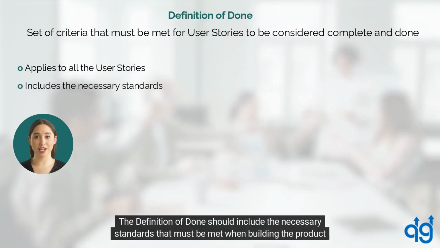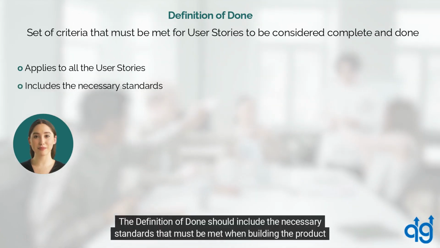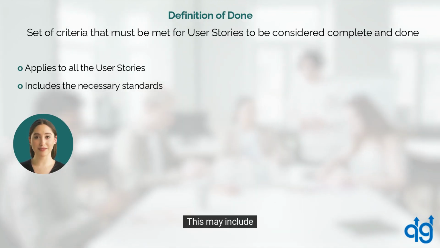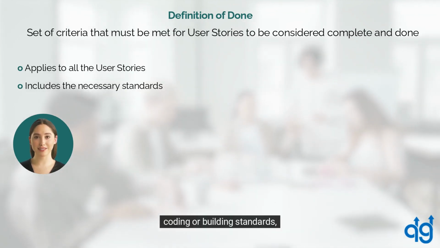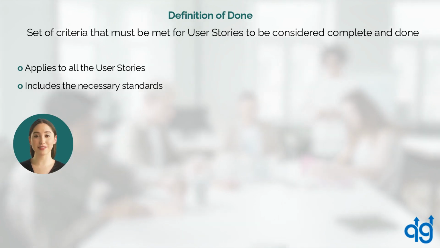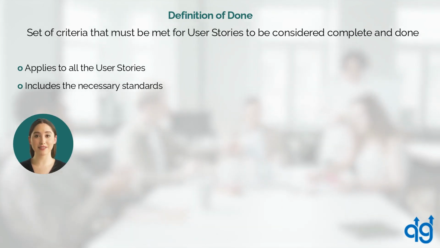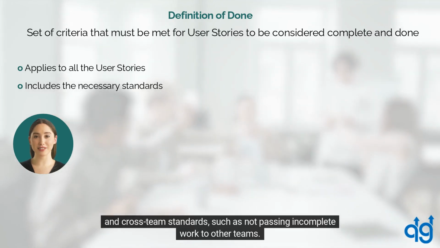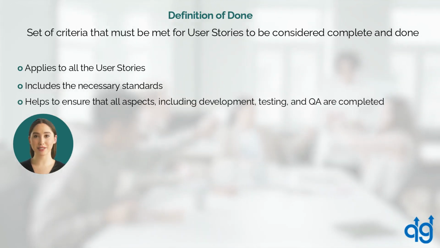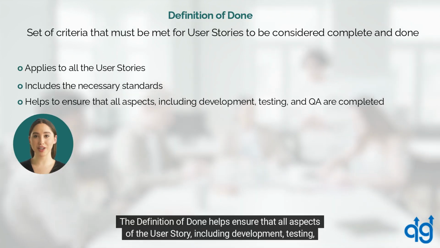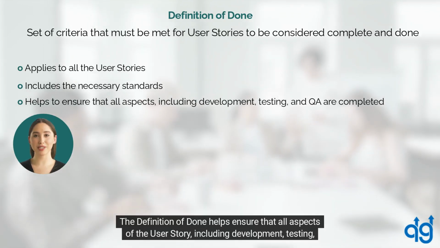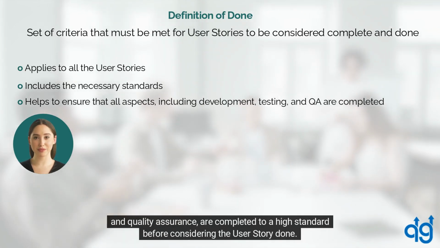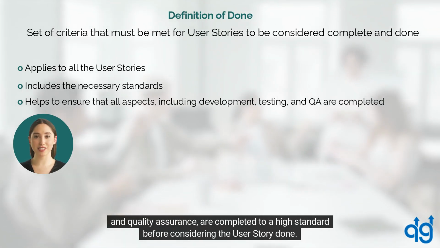The definition of done should include the necessary standards that must be met when building the product or service. This may include coding or building standards, testing standards, external regulatory standards, and cross-team standards, such as not passing incomplete work to other teams. The definition of done helps ensure that all aspects of the user story, including development, testing, and quality assurance, are completed to a high standard before considering the user story done.